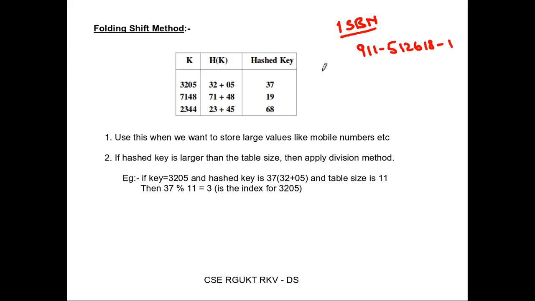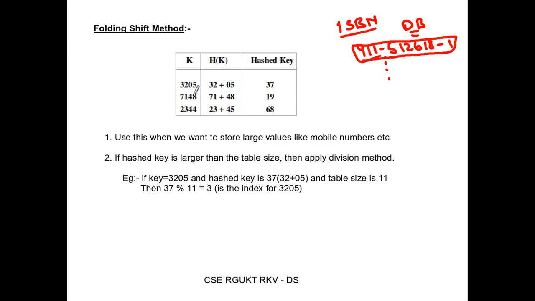If you want to store such ISBN numbers in a database, obviously people will be trying to search for some particular book or some particular ISBN number. At that point you should take less time retrieving the journal or the book which you are trying to search. So for this, whenever you are given large values and you want to store them in an array, you use the fold shifting method.